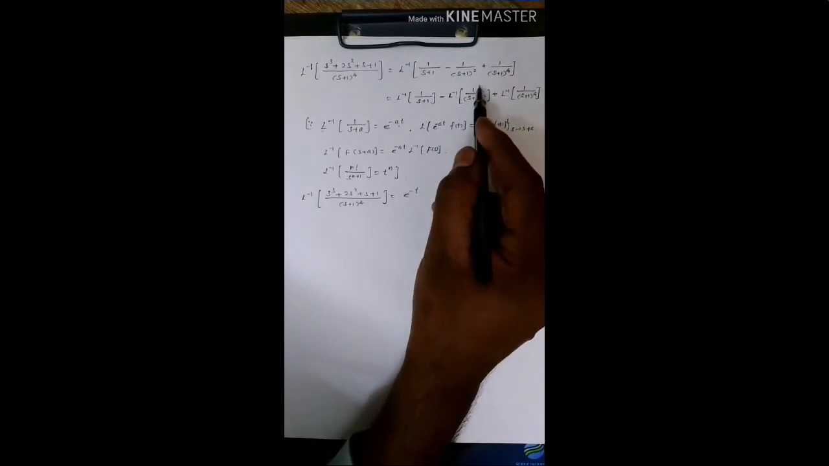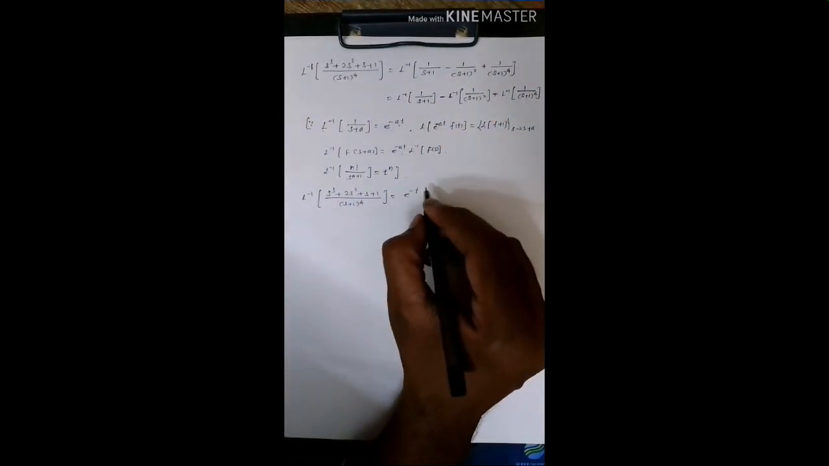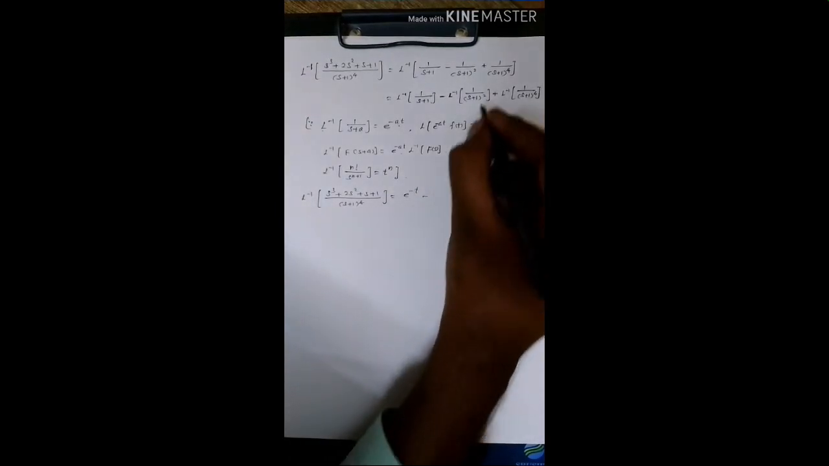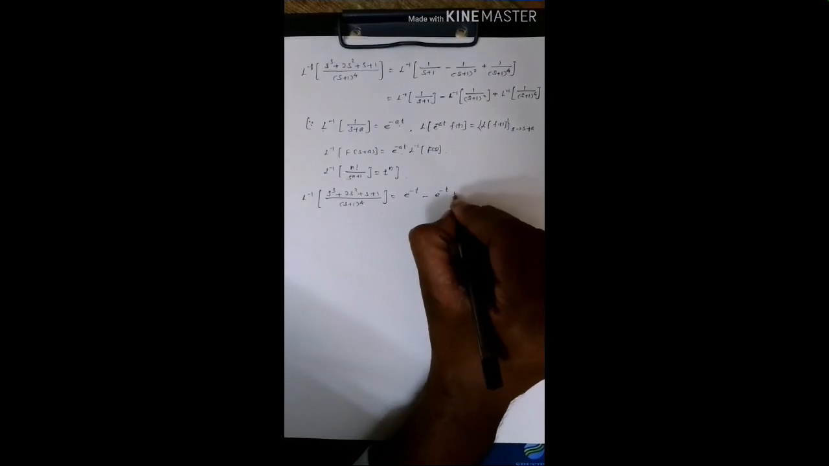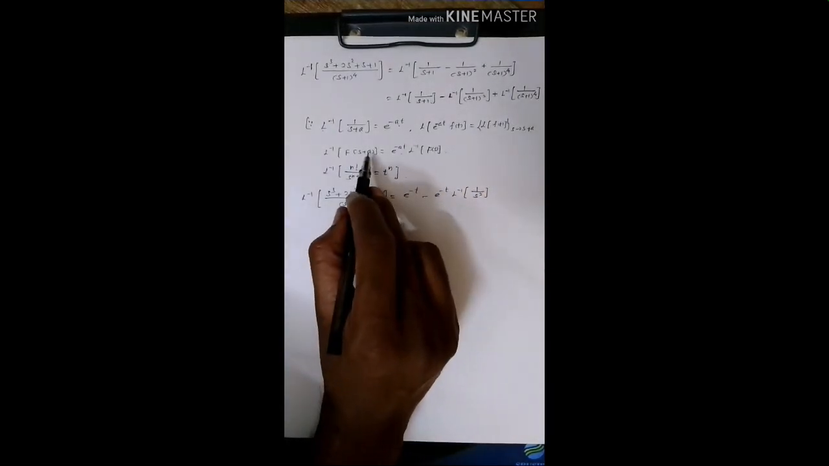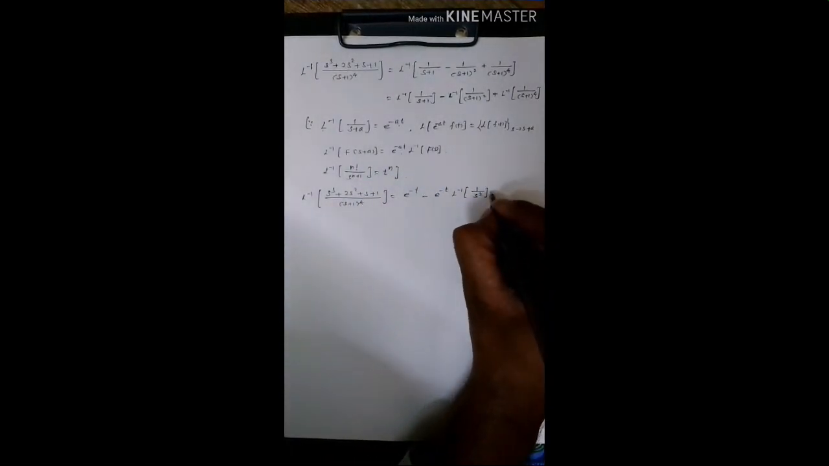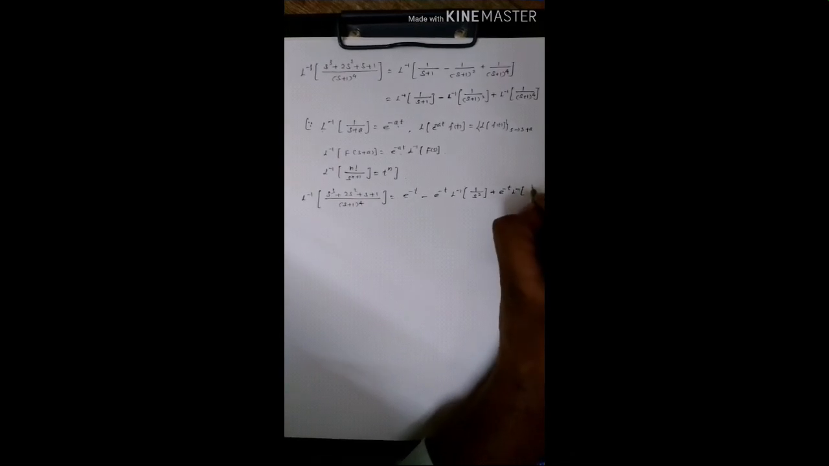And next term, L inverse of 1 by s plus 1 whole square. So we have it in the first shifting form. First we have to write this, with s plus 1 replaced, as e power minus 1t, that means e power minus t into Laplace inverse of f of s, that means 1 by s square, using this one. Next term is also again the same form. Here s plus 1 can be replaced as e power minus t into Laplace inverse of 1 by s power 4.